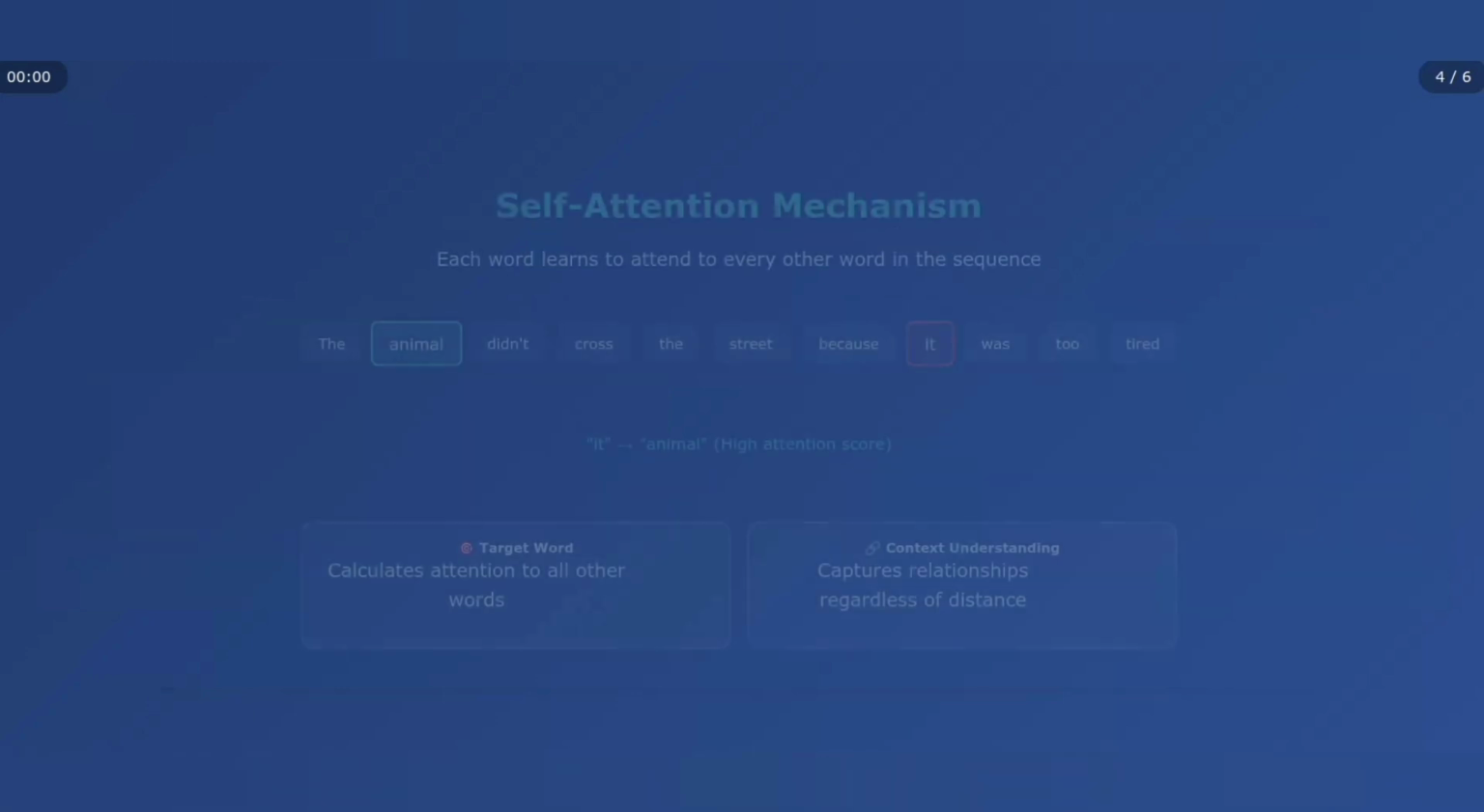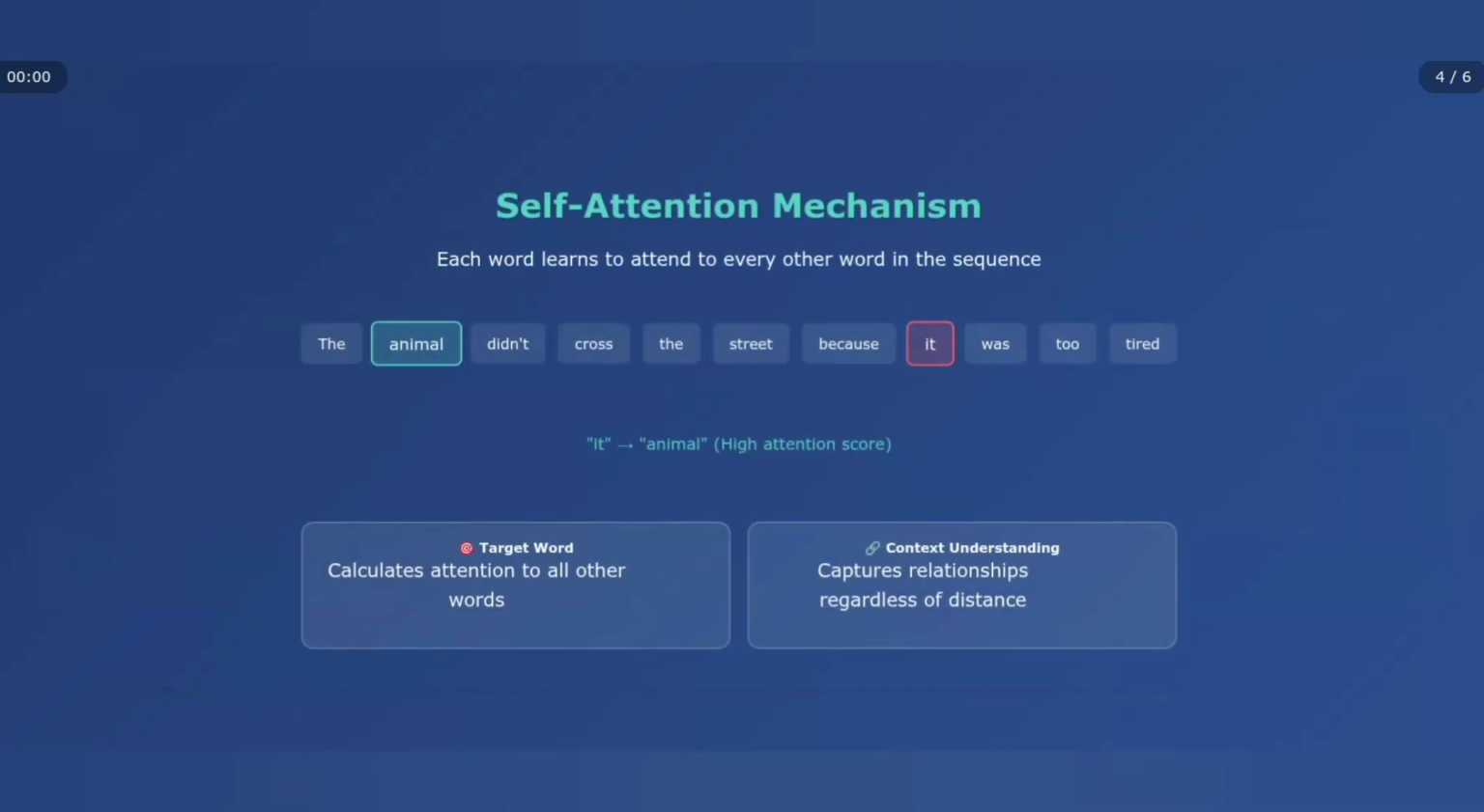The core of the transformer is the self-attention mechanism. In self-attention, each word in an input sequence learns how much it should attend to or weigh every other word in the same sequence. For example, in the sentence, "The animal didn't cross the street because it was too tired," self-attention helps the model understand that "it" refers to animal by calculating attention scores between it and every other word.